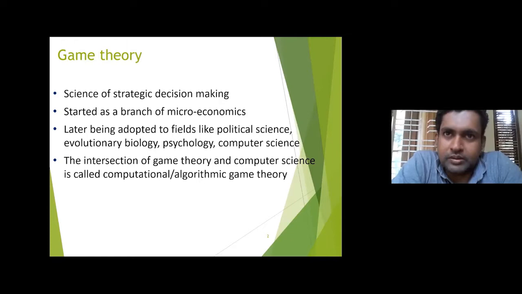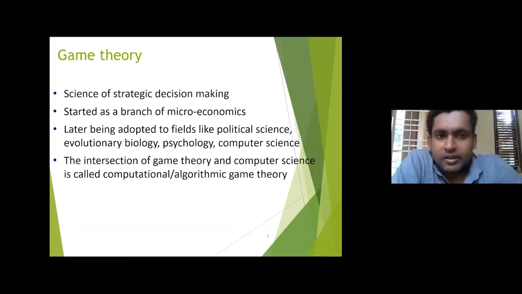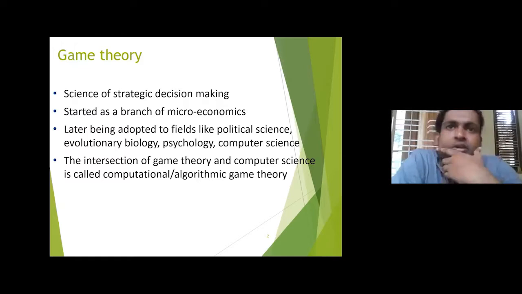Now this term strategic decisions might mean different things in different contexts or different fields. In the field of game theory, it particularly means decisions that you make, and when those decisions are affected by other people's decisions, then you typically call it a strategic decision.